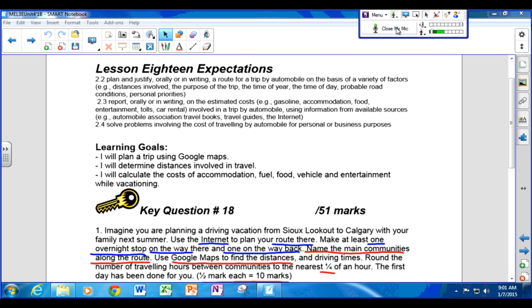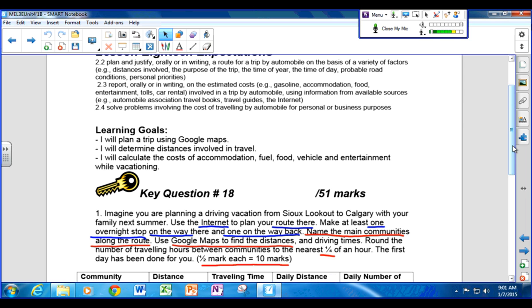The scenario for the culminating activity is a little different, the background story, but it's pretty much going to be the same idea. You're going to be planning a trip, and you're going to be looking up distances and calculating fuel and things like that. So it is pretty similar.